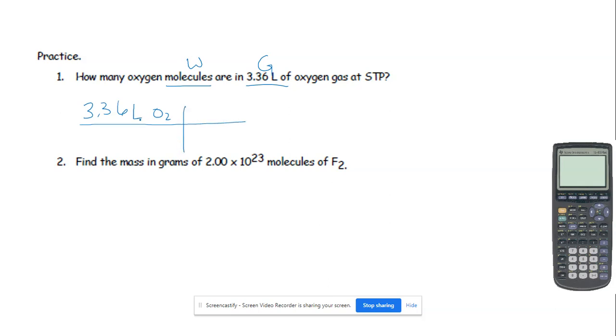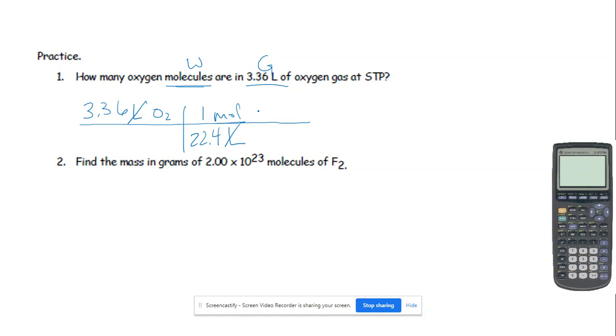I want liters to go away, so I'm going to put it on the bottom. We always convert to the mole first. How many liters in a mole at STP? There are always 22.4 liters in 1 mole at STP. We have canceled out liters. We have moles, but we don't want to keep moles. We want to go all the way to molecules.